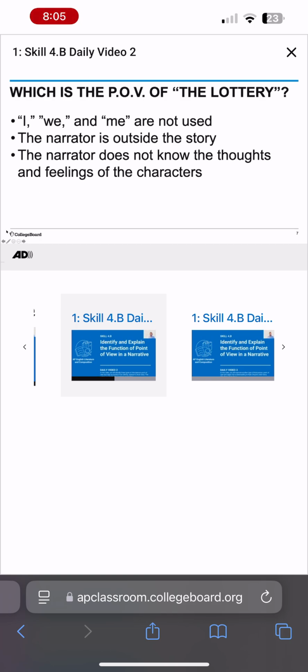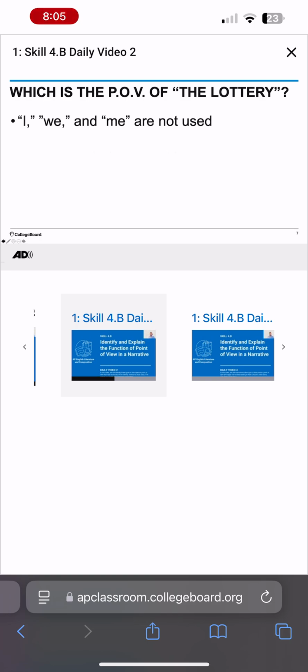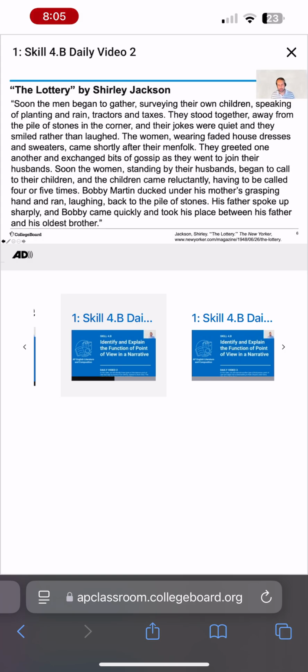I'm going to look closely. I don't see anywhere where the narrator knows the thoughts of the characters. And my eyes are going right to the middle of the page, and I'll read the sentence to you. "The women, wearing faded house dresses and sweaters, came shortly after their menfolk. They greeted one another and exchanged bits of gossip as they went to join their husbands." I get no sense of their thoughts and feelings there. In a way, it's almost cold and detached.